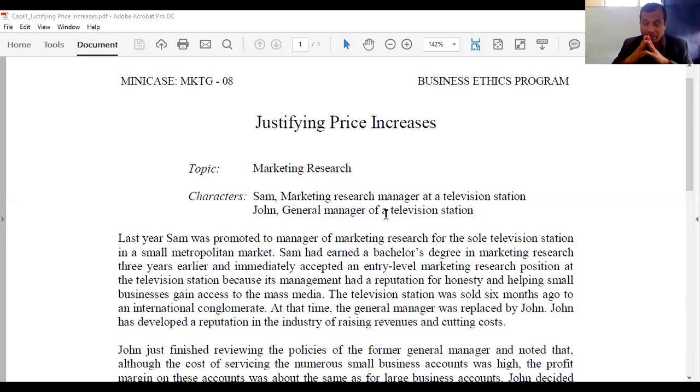The company is trying to increase the prices for the subscription for the small SMEs, and for that he's requesting Sam, as a marketing research manager, to interpret the data in such a way that it looks like it's coming from the research, and because of that finding, the boss is trying to increase the price for the client, for the customer. So go ahead.